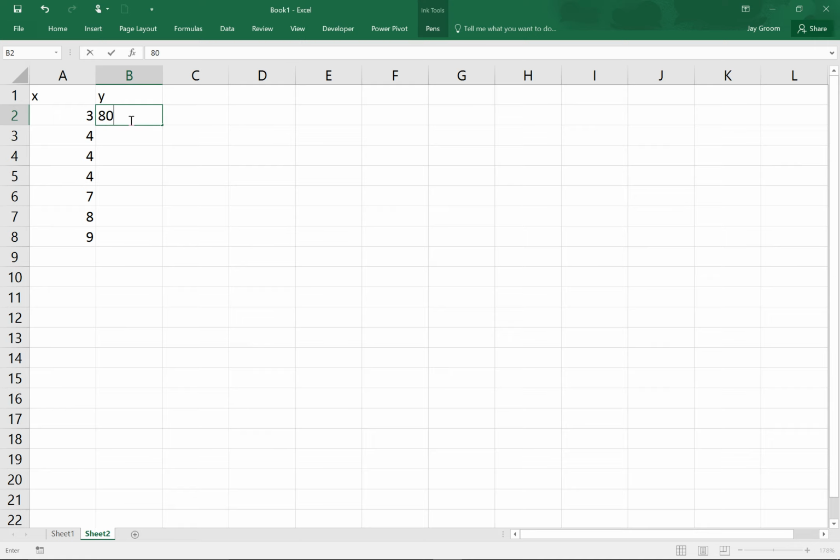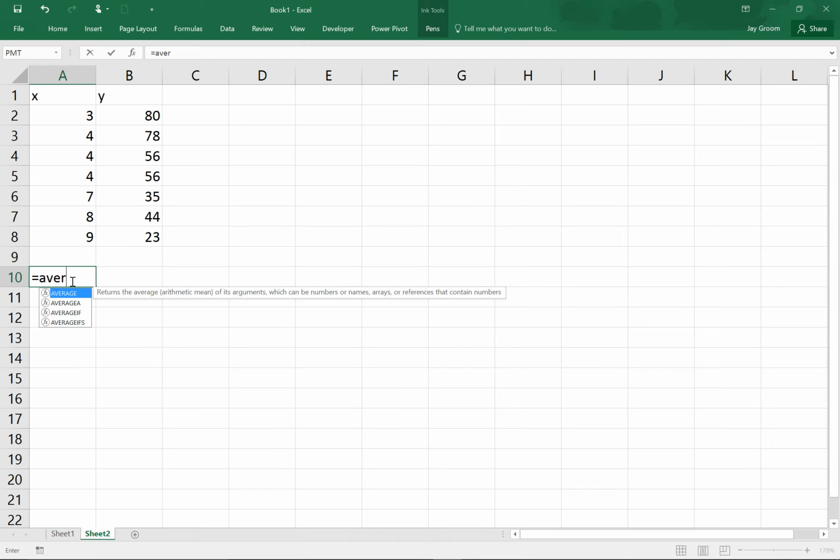I'm going to make this a negative covariance. Oops, no I'm not. I was going to. There we go. So clearly as x's are getting bigger, y's are getting smaller. What does that mean to me? Well, it means I'm going to have a negative covariance here in a minute.